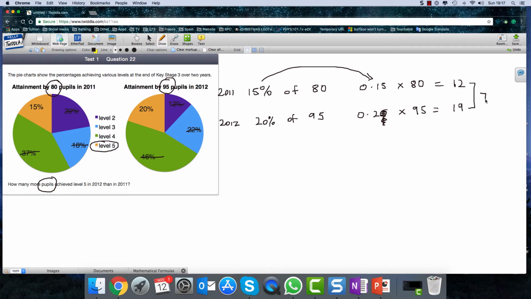You can see that the difference is 7 pupils. So there were 7 more pupils that scored a level 5 in 2012 than 2011. So that would be our final answer, 7.